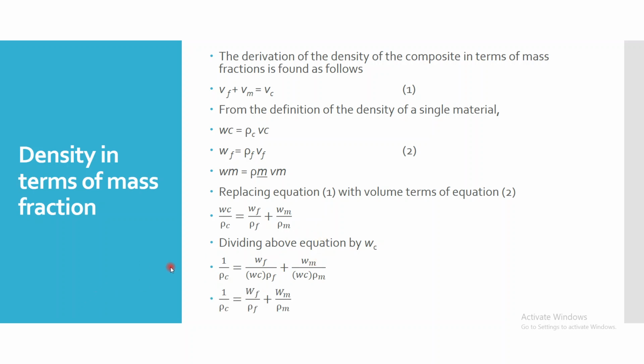So that I can convert this ratio into the mass fractions of fiber and mass fractions of matrix. Okay, so that I got the relation of density of composite in terms of mass fractions as well as volume fractions. That is the previous one.